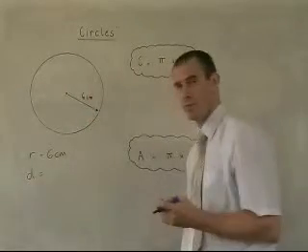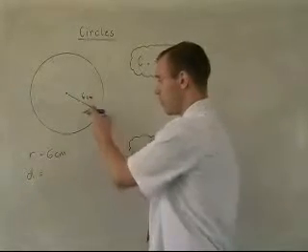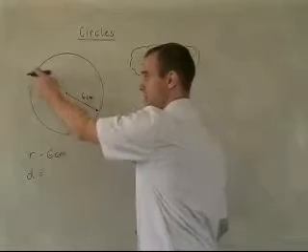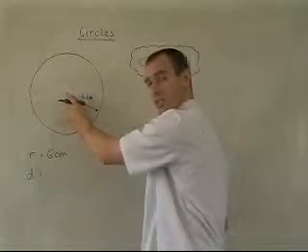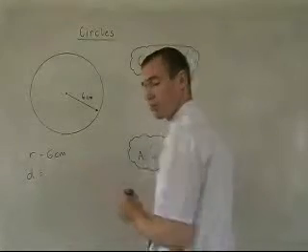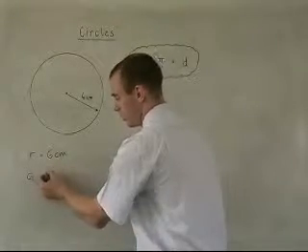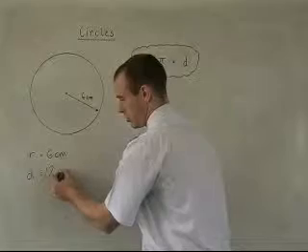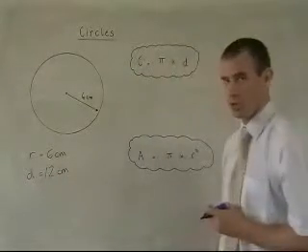Now the diameter is the distance from one side of the circle to the other side of the circle going through the centre. So that means it is twice the radius. 6 times 2 will be 12 centimetres. Now we know those, we can move on.